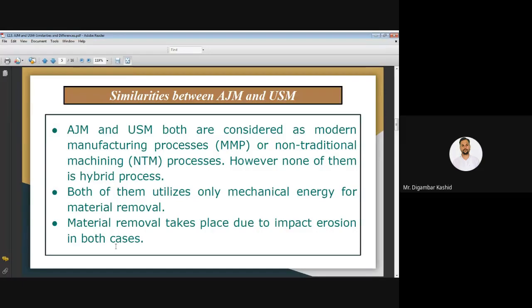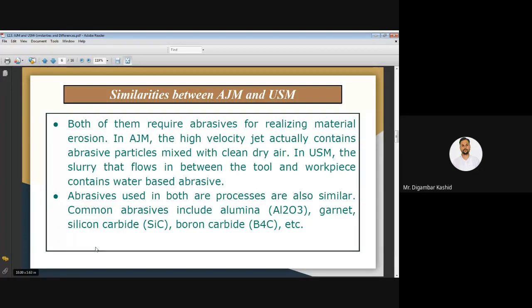That means both are utilizing only mechanical energy for material removal purpose. Okay, and in both cases material removal takes place due to the impact erosion. Please try to remember some keywords: impact erosion, mechanical energy, and both of them require abrasive for that erosion purpose.